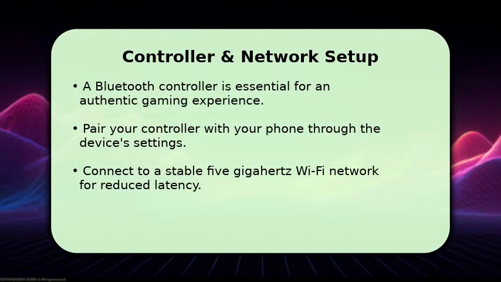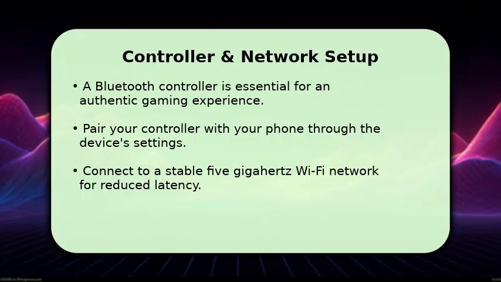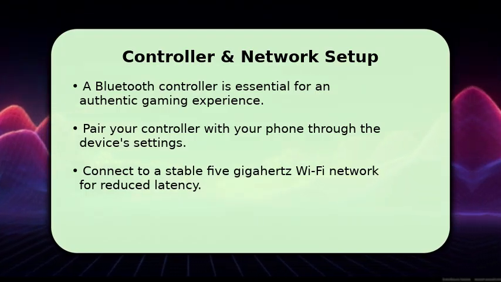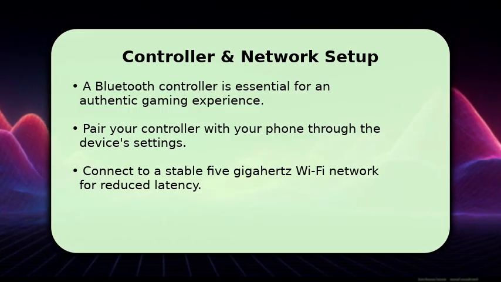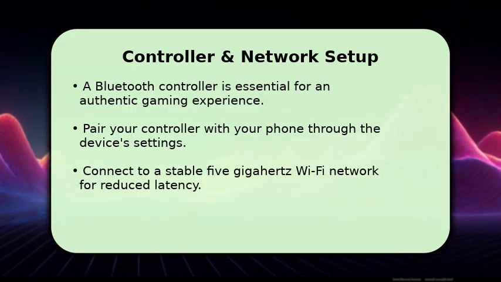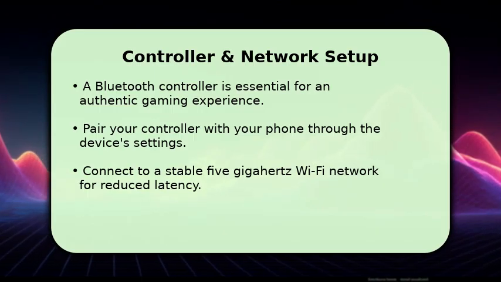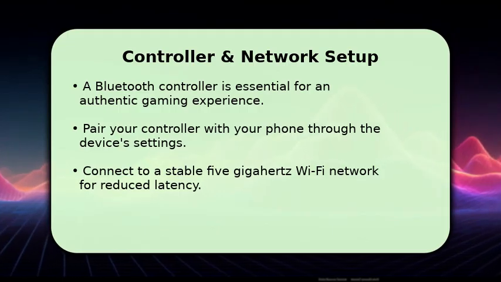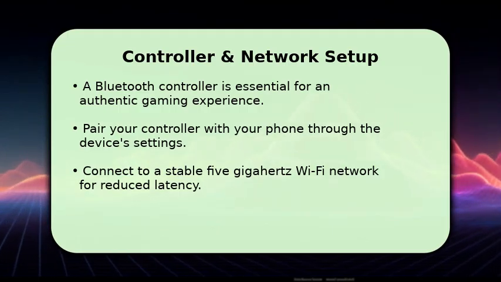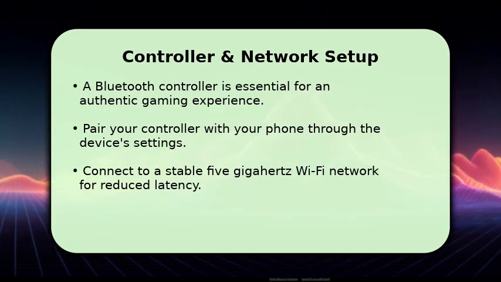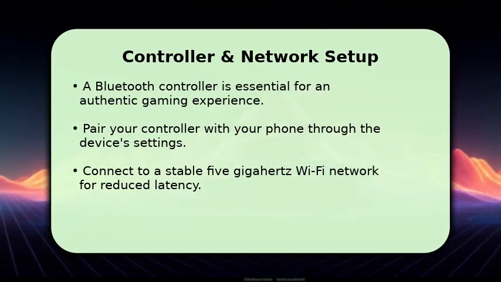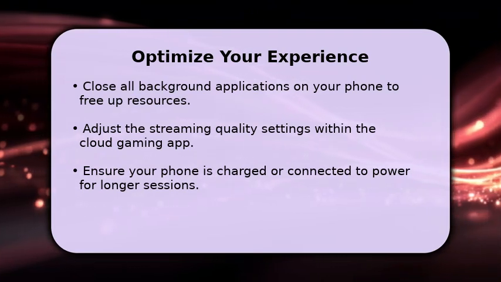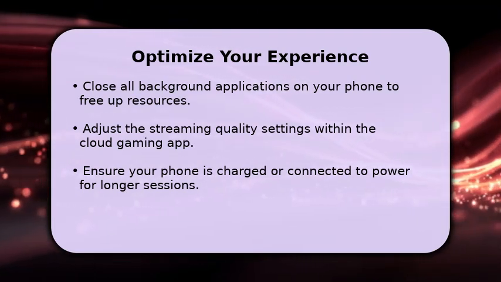Playing Elden Ring effectively on your phone demands a physical controller. Touch controls are not ideal for this complex action RPG. Most modern Bluetooth controllers, like an Xbox or PlayStation controller, will pair easily with your smartphone. Simply go to your phone's Bluetooth settings and connect. For the best streaming quality and minimal input lag, always use a strong 5 GHz Wi-Fi connection rather than mobile data.